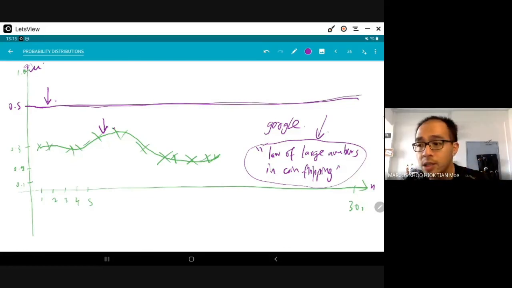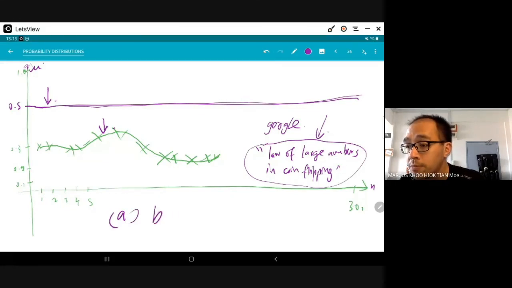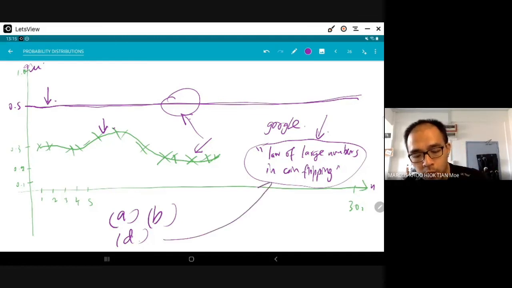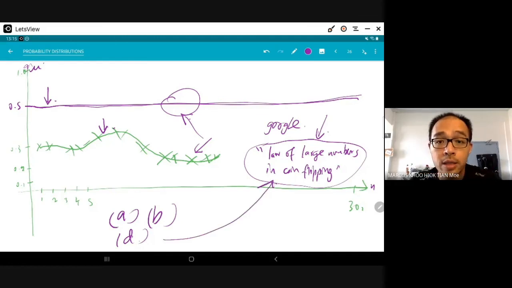The only questions you need to answer are question A, question B, and question D. Question A is what happens to the mean. B is whether the experimental mean value is approaching the theoretical mean value. And D, compare this graph and this graph. To get the answer for question D, go and Google this and see how they answer.